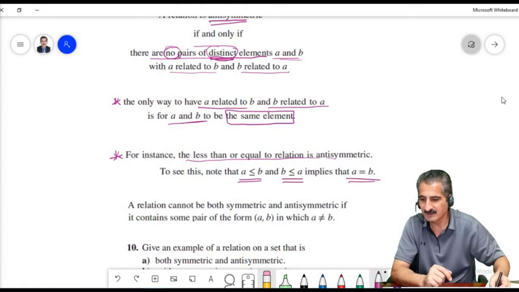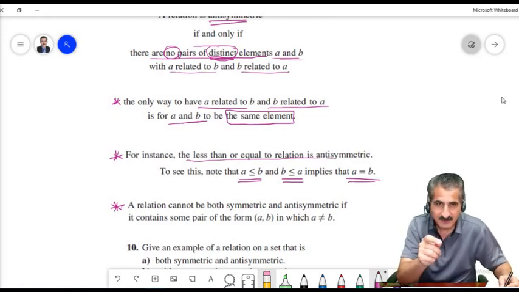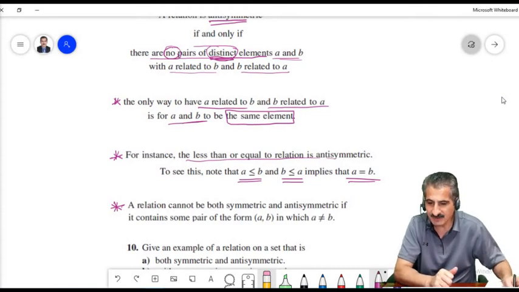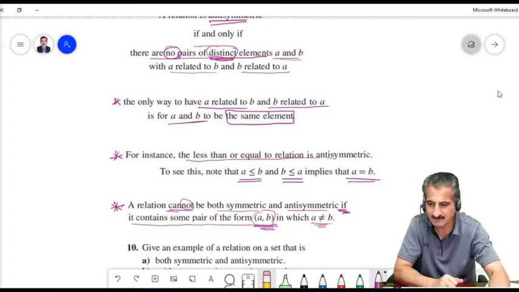Okay. Now, be careful, a relation can be both symmetric and antisymmetric, but there is some case that does not allow this to happen. So, it says a relation cannot be both symmetric and antisymmetric if it contains an ordered pair of the form AB with A not equal to B. Okay?